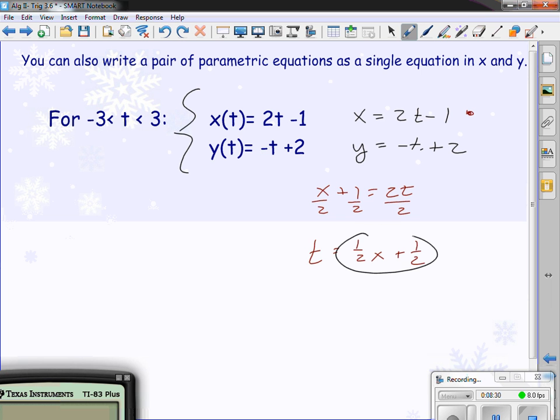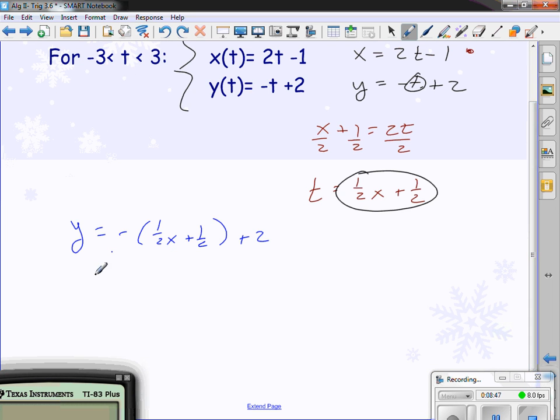I substitute this in for t in the y one. Y equals negative 1/2 x plus 1/2 plus 2. I distribute. Y equals negative 1/2 x minus 1/2 plus 2. Negative 1/2 plus 2, that's 1.5. Y equals negative 1/2 x plus 3/2.